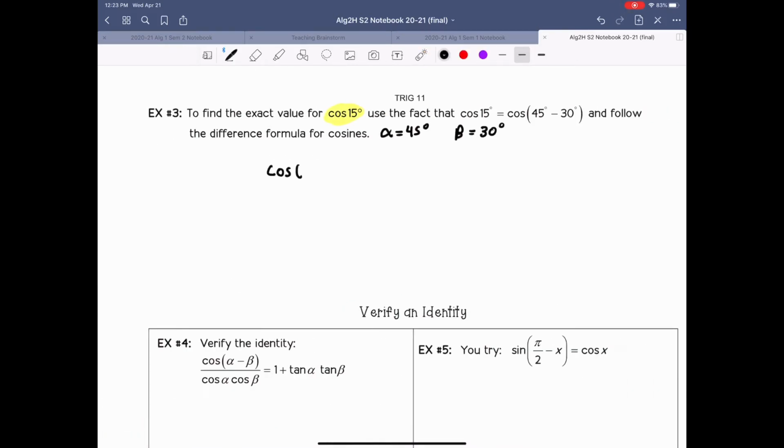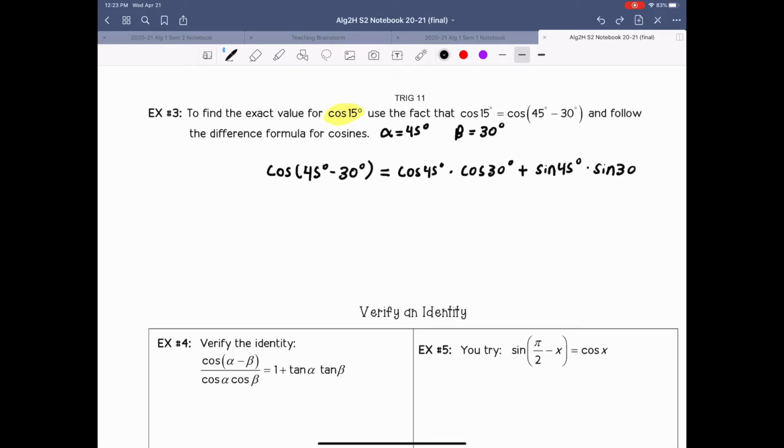The cosine of 45 degrees minus 30 degrees is equal to cosine, cosine plus sine, sine. So we have the cosine of 45 degrees times the cosine of 30 degrees plus the sine of 45 degrees times the sine of 30 degrees.